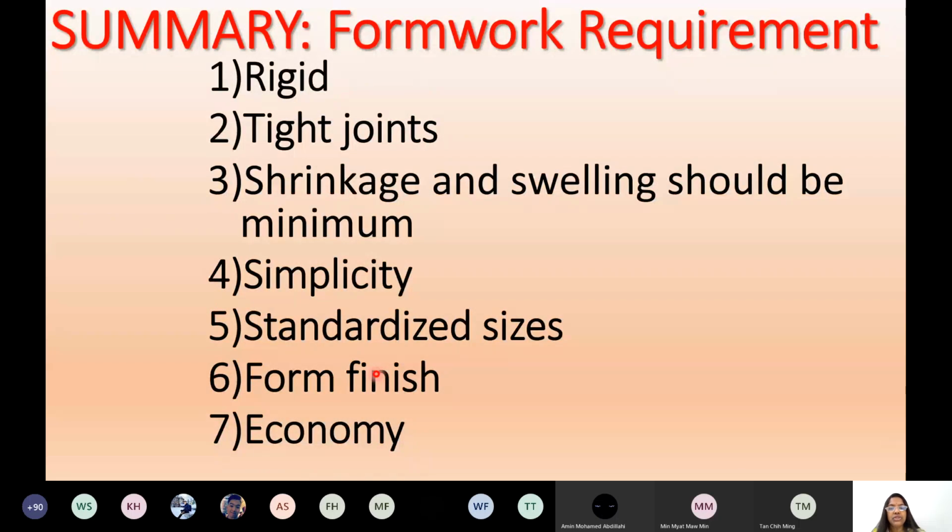In a nutshell, your formwork should be rigid, with tight joints, right? Tight joints are not leaking; joints are stable at all times during construction of the concrete, until the panels are stripped off and removed from the concrete. Shrinkage, swelling and failure should be minimum. Simplicity, right? And in this, tight joints have another factor: minimize the joints.